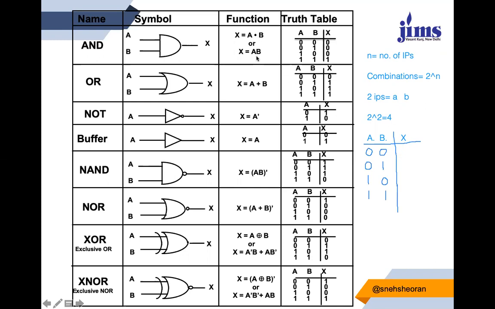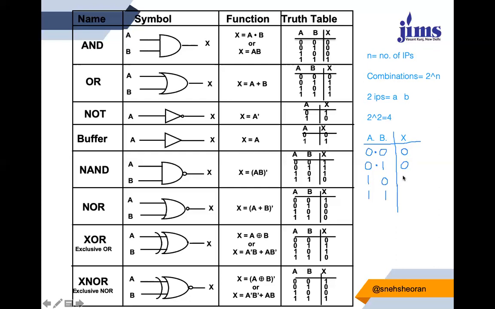Using the function of the AND gate, X is equal to A dot B. That means if A is 0 and B is 0, it's like 0 dot 0. If A is low and B is low, the output is always going to be low. The next one: A is low. Low means the value is 0 and high means the value is 1. So if A is low and B is high, the output is still going to be 0.